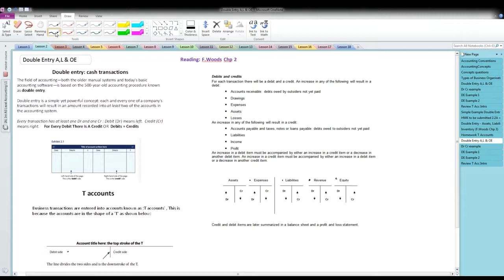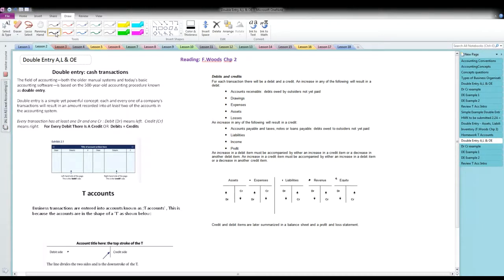If you see the exhibit below, then we're looking at what we call a T account. A T account is simply where we have a debit side of the account and a credit side of the account. And you'll see it down below on the screen where it says T accounts. For each transaction, there will be a debit and credit.